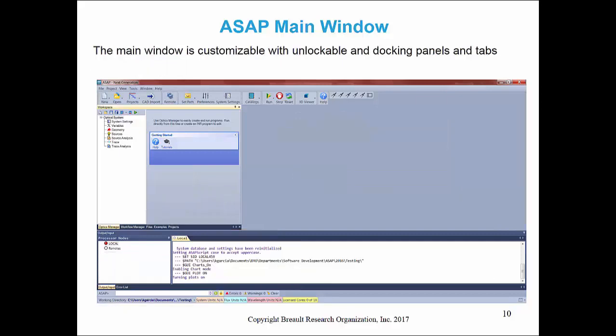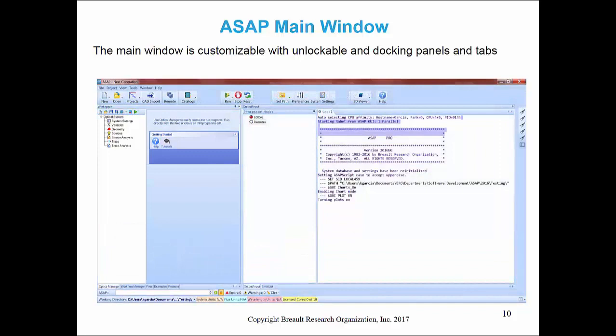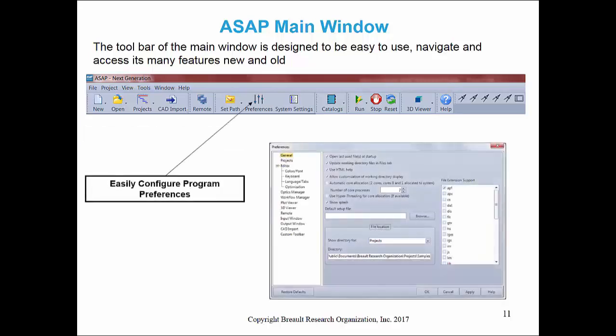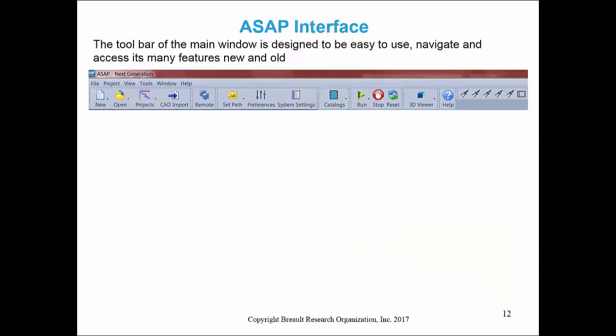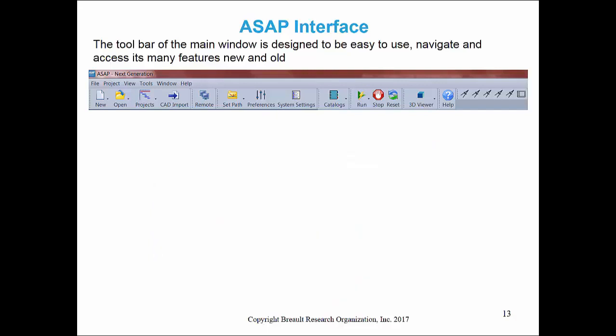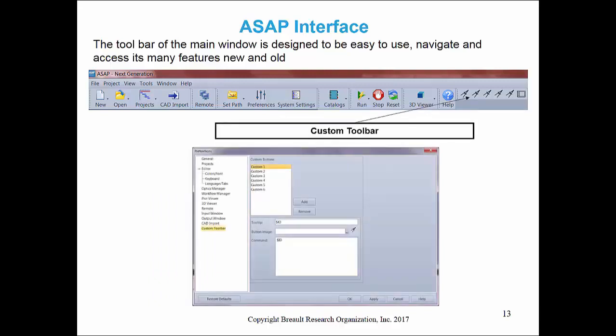The new main window is customizable with undockable and dockable panels and tabs so that you can configure your workspace to your workflow requirements. The new toolbar of the main window is designed to be easy to use, navigate, and access ASAP's many features, new and old. As previously mentioned, the icon positioning is customizable and populated with useful icons for configuring a variety of program preferences. You can easily specify common system settings for your simulations in one convenient location. The main window toolbar also includes a custom toolbar for creating user-defined functionality with custom icons.